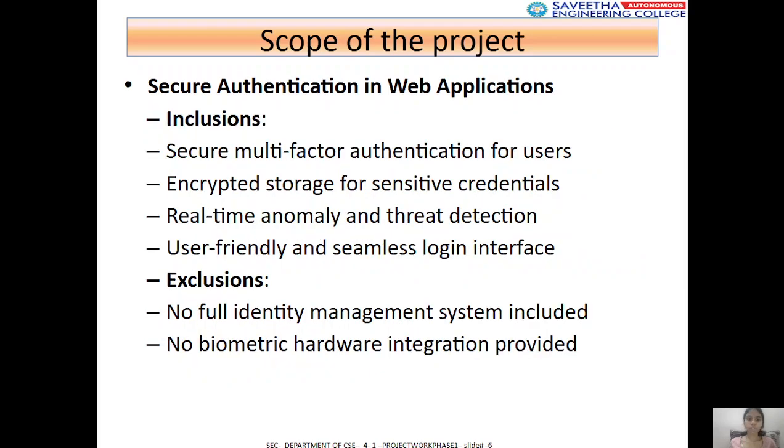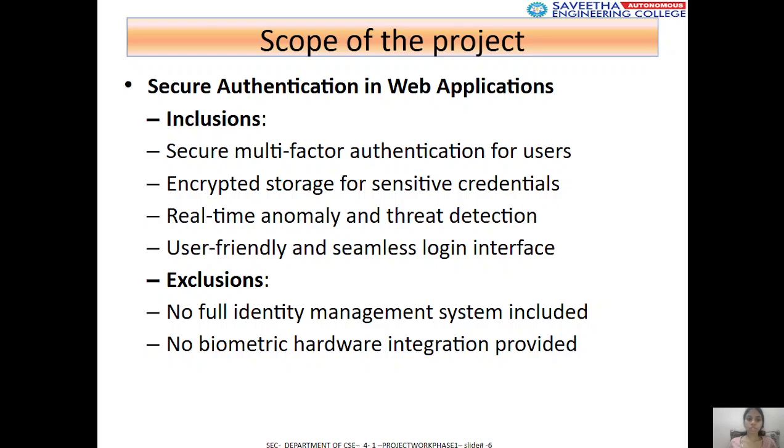Next, the inclusions. The inclusions are secure multi-factor authentication for users, encrypted storage for sensitive credentials, and real-time anomaly and threat detection. Here, anomaly refers to the errors that happen during the login process or logout process. Also a user-friendly and seamless login interface. The exclusions will include the biometric hardware, which is a software. Then data. Data includes user credentials, logs, session details, and anomaly detection information.